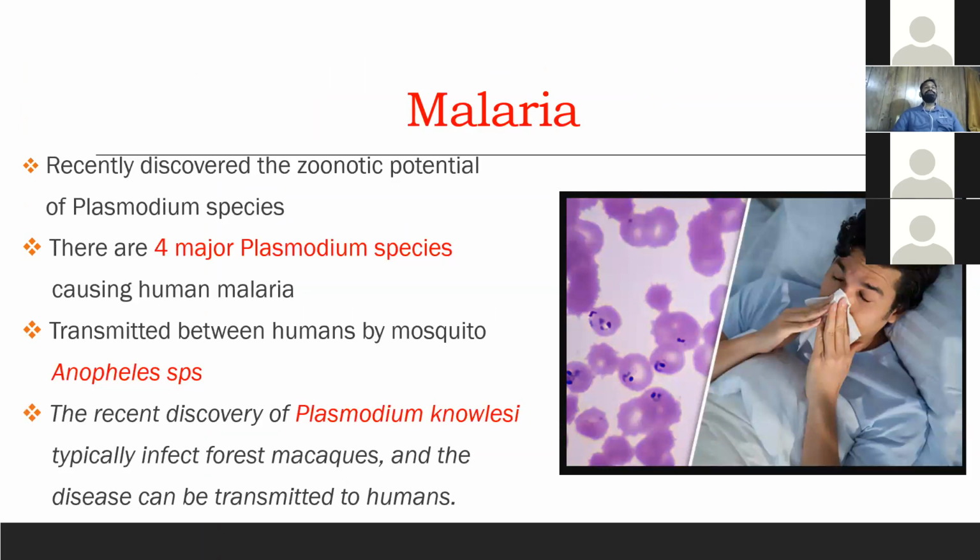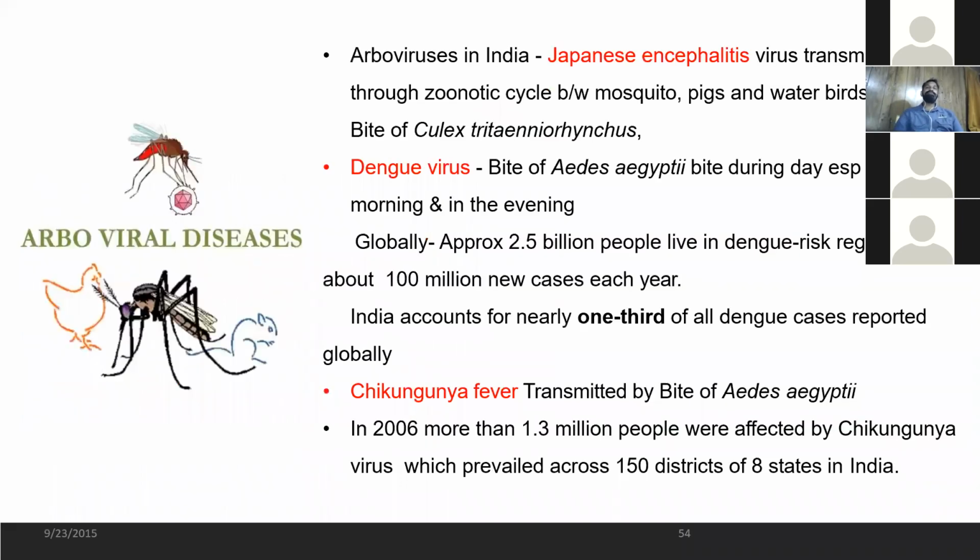Malaria, we all know, has a recently discovered zoonotic potential of Plasmodium species. There are 4 major Plasmodium species causing human malaria, transmitted between humans by Anopheles mosquitoes. The recent discovery of Plasmodium knowlesi, which typically infects forest macaques, shows that the disease can be transmitted to humans.